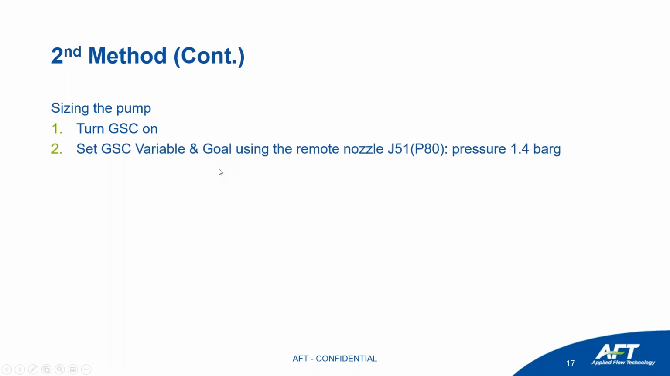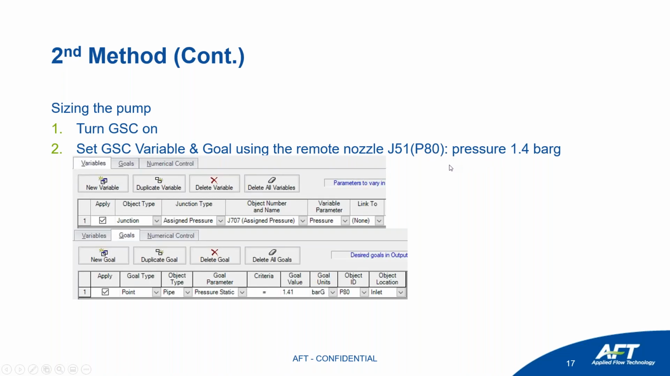We set the GSC variable and goal using the remote nozzle J51 that has connecting pipe P80 to a pressure of 1.41. So the variable would be the pressure in the pump that is located, as we saw, at junction 707, and we set it for the pipe 80 that is connected to the remote nozzle, the required pressure of 1.41. We run the model.